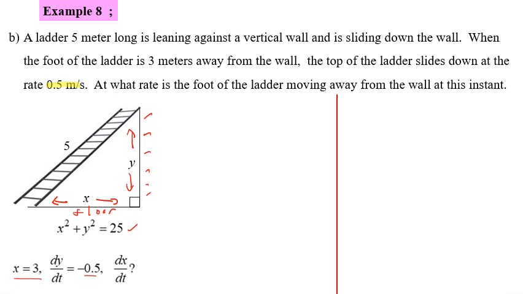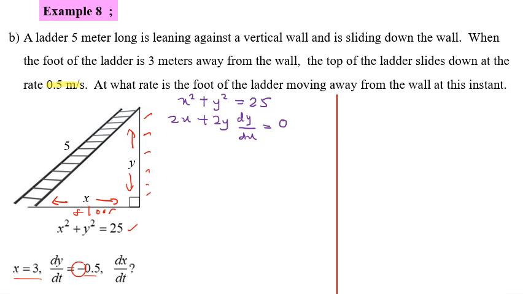So the sign is negative here because it slides down. When it slides down, it will be negative because the length along the wall will be decreasing. Okay. So this is the equation as I mentioned before.